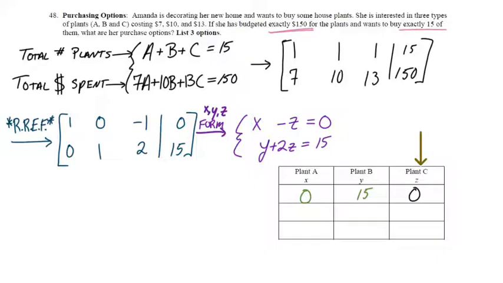Okay, what's another easy number we could plug in for Z here? Well, we already did 0. How about 1? If you plug a 1 in to the bottom equation for Z, Y plus 2 equals 15. So what number plus 2 gives you 15? I guess that's 13. So she's going to buy 13 of plant B in this case. And then if we plug in a 1 in the top equation for Z, X minus 1 equals 0. Add 1 to both sides and you get 1 for X. So that's another combination that she could use. She could buy 13 of plant B, and that leaves her with 1 each from the other 2 plants.